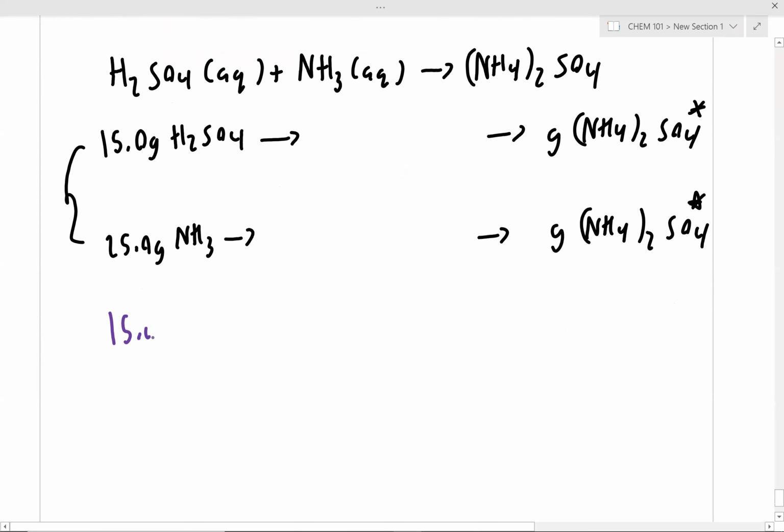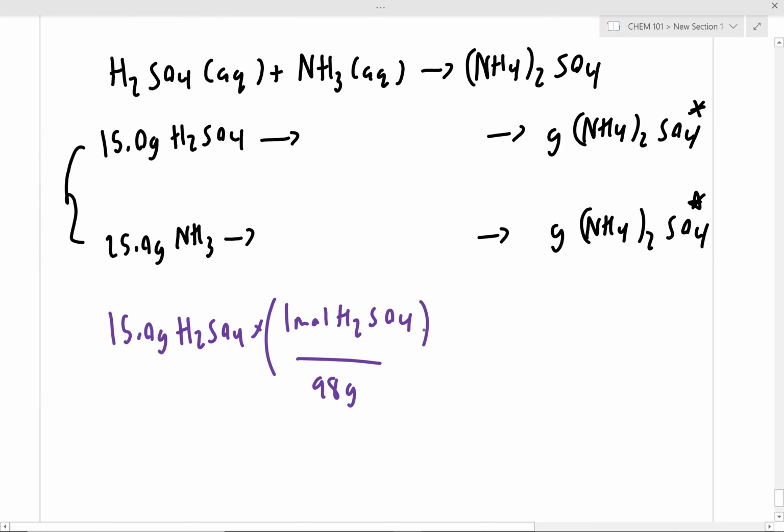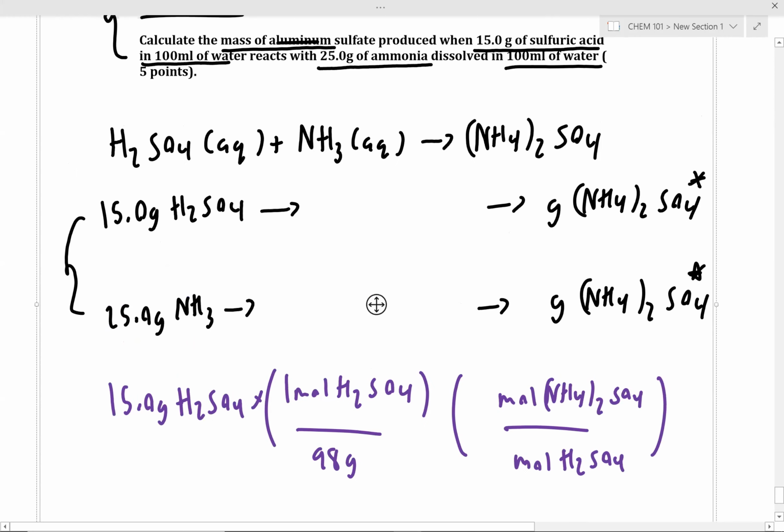So we have 15.0 grams of sulfuric acid, and we know that in 1 mole of sulfuric acid, we've actually calculated the molar mass already in this exam. It's 98 grams per mole. Now, before we report how many moles of ammonium sulfate we produce per mole of sulfuric acid, I'm going to need you to answer a very important question. Is this equation balanced?